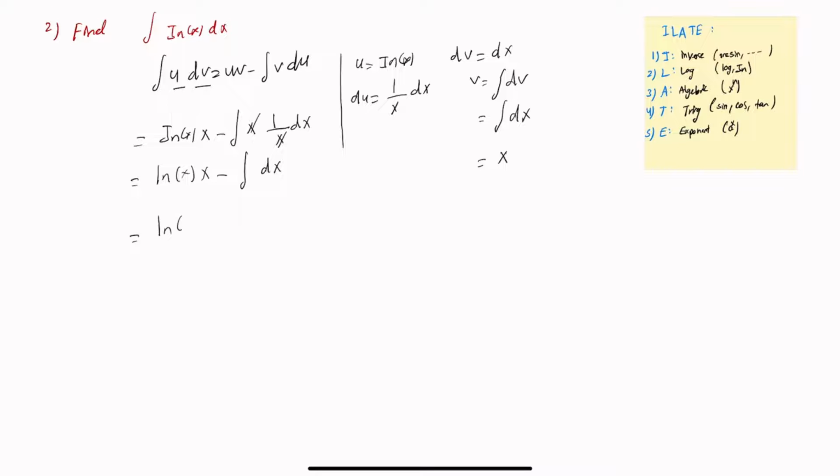Now in the next step, I'm going to find this integral. So this is going to be equal to the natural log of x times x, and then plus c. Here we have x as a common term, so I'm going to factor this out. So we'll have x times the natural log of x minus 1, and then plus c. And that is our antiderivative.